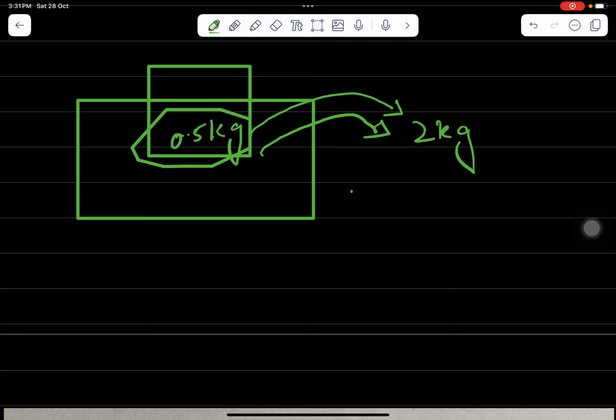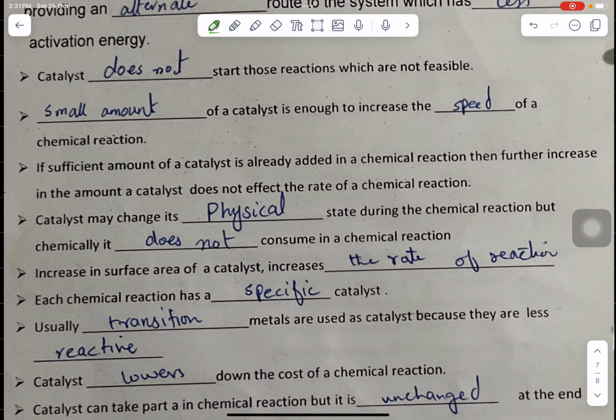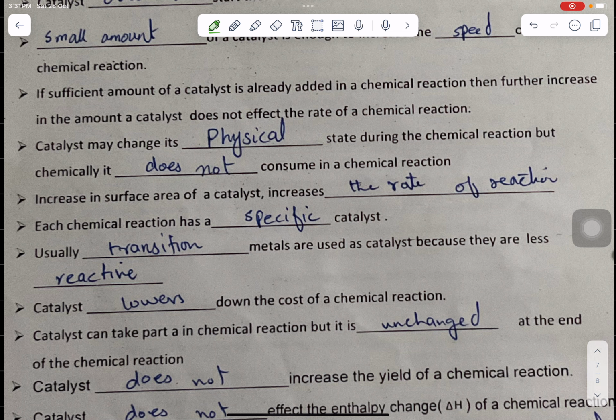It will be your loss, or you can say it will be a disadvantage to the company or the one who is using that. Okay, I hope this is clear to you.